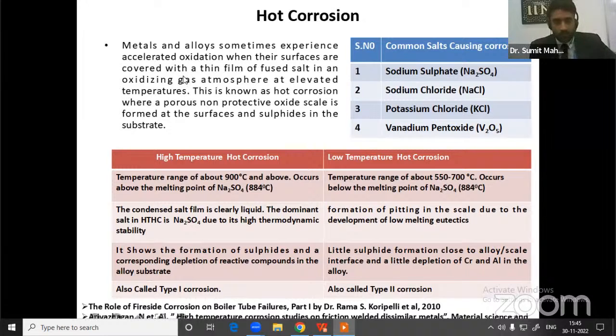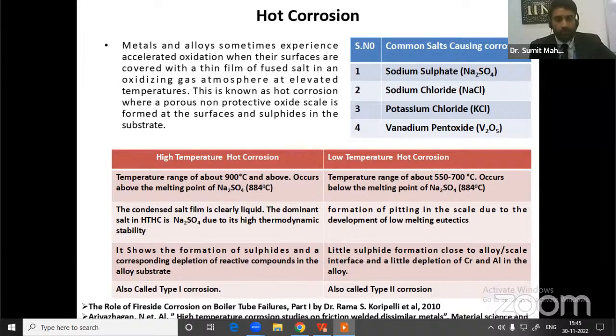As you can see, there are some terms written here. Metals and alloys sometimes experience accelerated oxidation when their surfaces are covered with a thin film of fused salt in an oxidizing gas atmosphere at an elevated temperature. This is called hot corrosion. Hot corrosion is of two types: type 1 corrosion and type 2 corrosion, or you can say high temperature corrosion and low temperature corrosion.